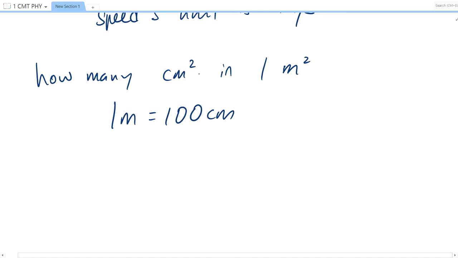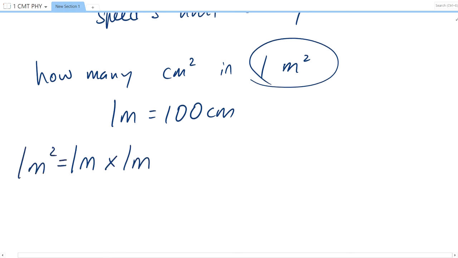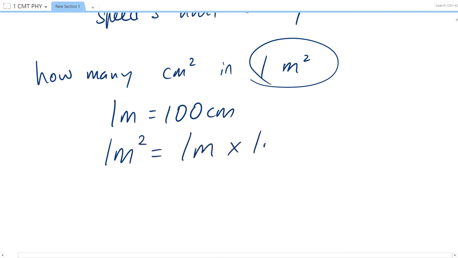Now, can we all agree that 1 meter is 100 centimeters? Yeah, we all know that. If I want 1 square meter, how do I obtain 1 square meter? I take 1 meter times 1 meter, right? This is 1 square meter. Agree? Okay. Let me rewrite it. 1 square meter is actually equal to 1 meter times 1 meter. Now, how much is 1 meter in cm?